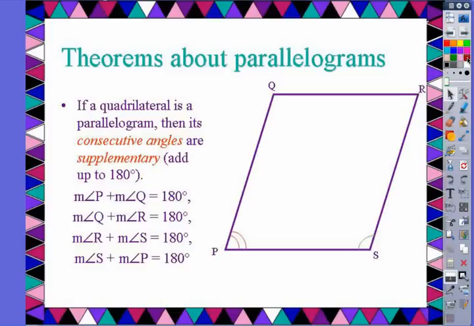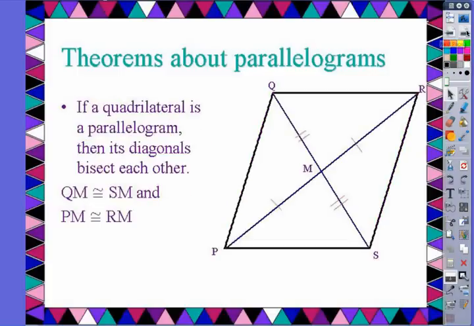And then the last one. Remember that one? Opposite sides are congruent, opposite angles are congruent, consecutive angles are supplementary. What was the 4th one for parallelograms? It had to do with diagonals. Diagonals bisect each other. Yeah, there's the 4th one. If it's a parallelogram, then guaranteed the diagonals of that parallelogram bisect each other. So they cut each other into 2 congruent pieces.